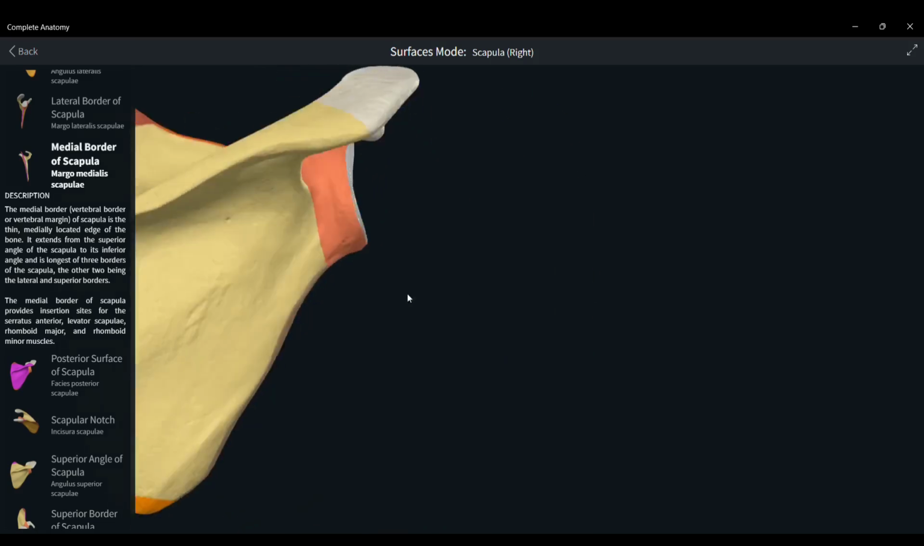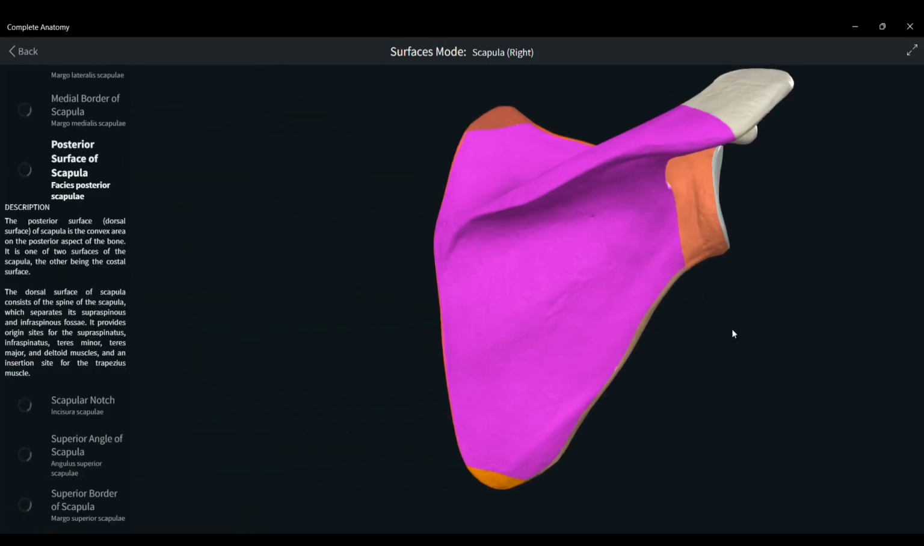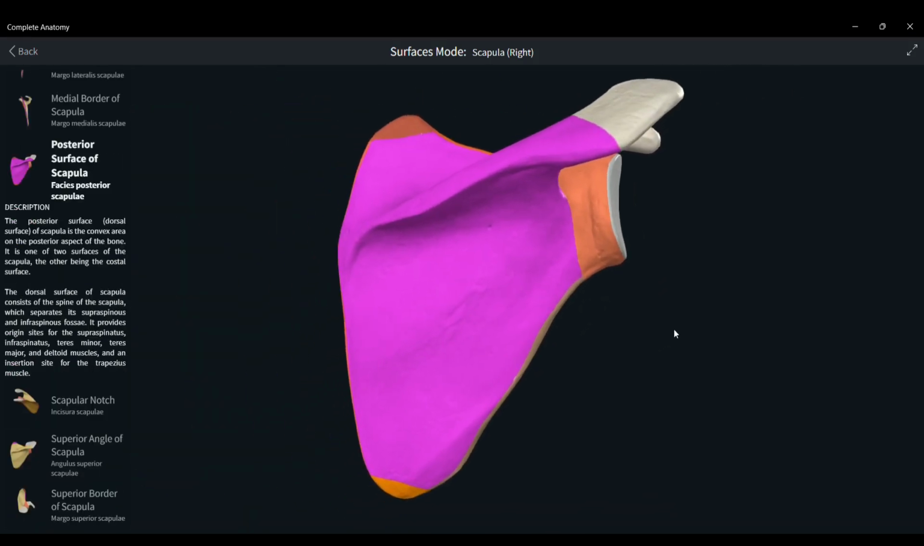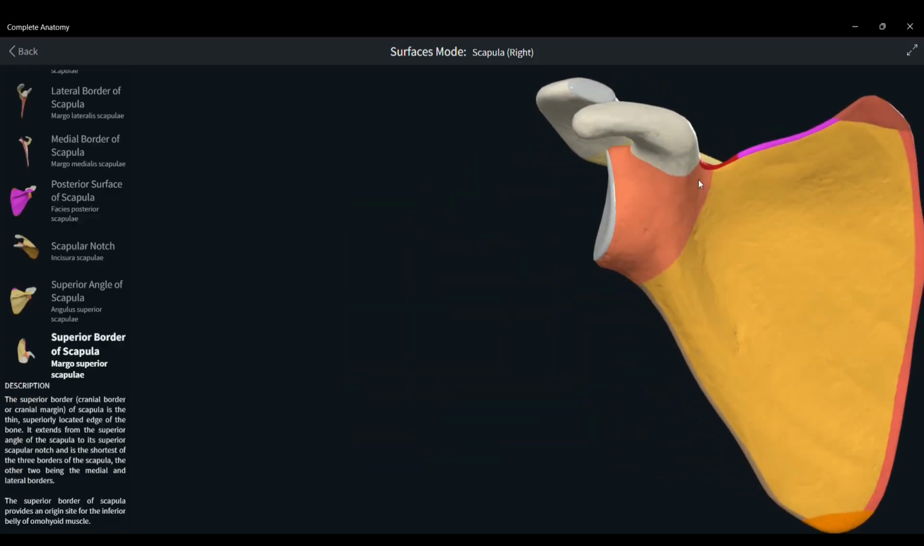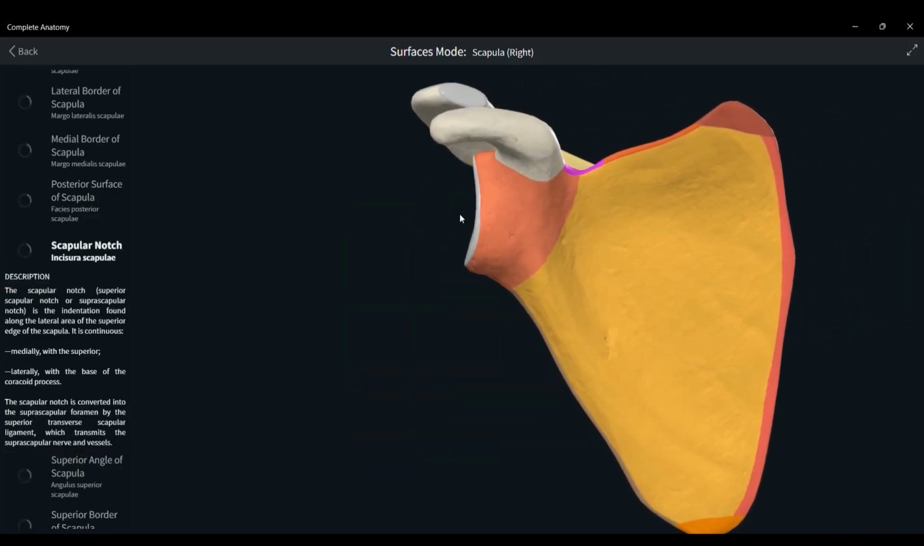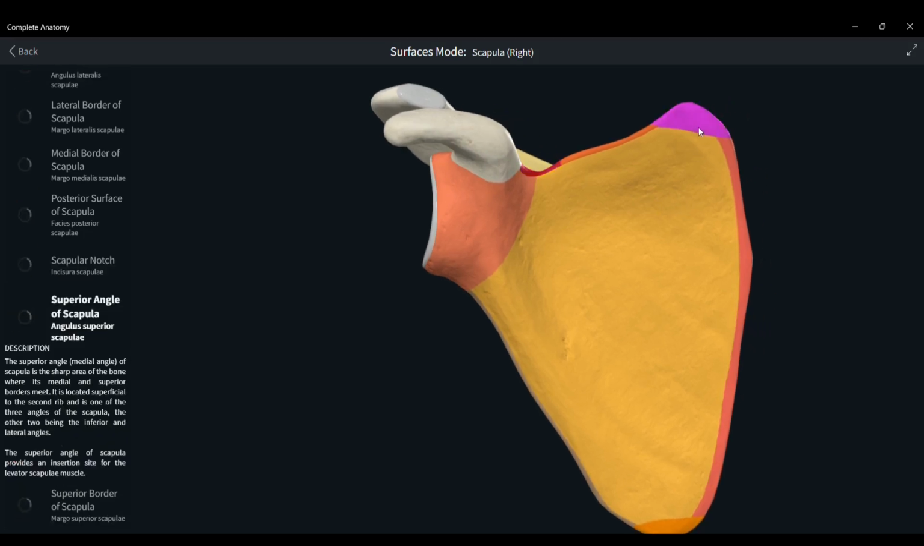Now let's turn to the posterior surface of the scapula. This is divided by the scapular spine into two regions. Above is the supraspinous fossa, and below is the infraspinous fossa. Next, let's look at the superior border of the scapula. On its medial part there is a deep notch, the scapular notch. Lateral to this arises the coracoid process. Finally, the superior angle is located here, the upper endpoint of the medial border.